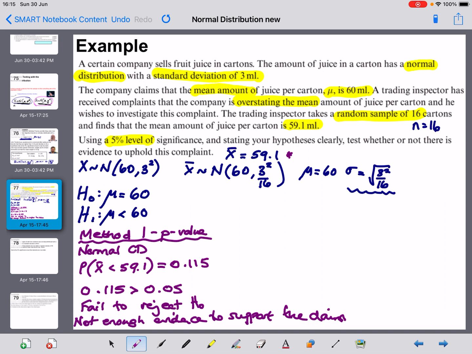So that's the p-value, and that 0.115 is the p-value. So if it says in an exam, state your p-value, then that's the probability. So it's the probability associated with the observed value of the test statistic. Okay, I'm going to rub that out, and then I'm going to do the second method.